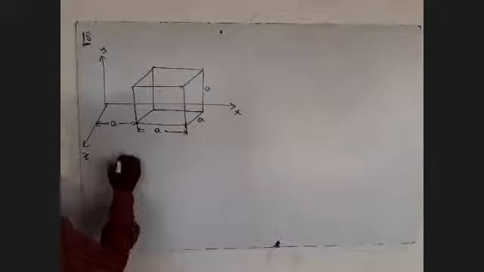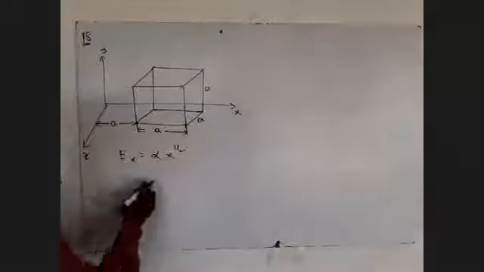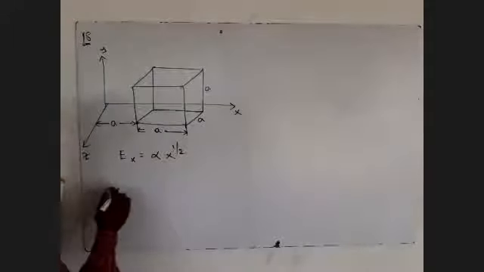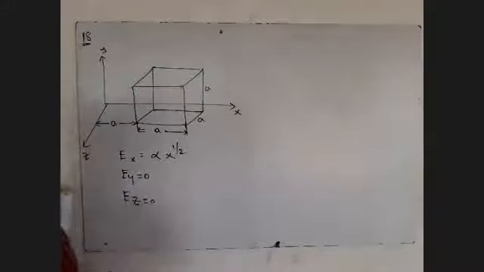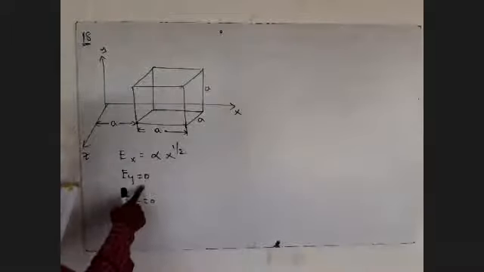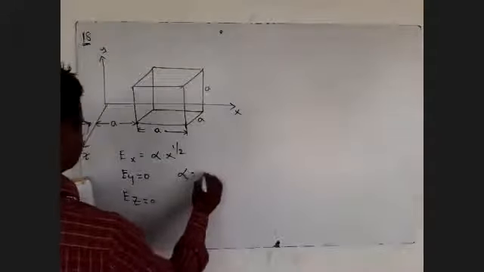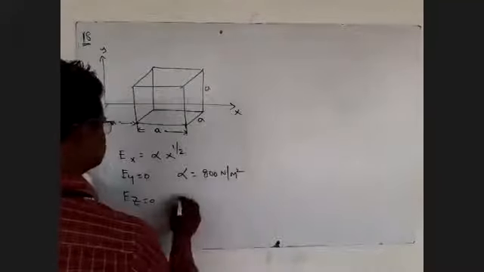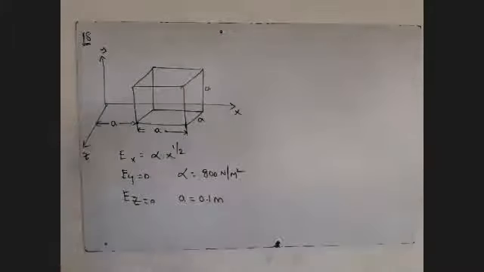Okay, what is the given data? Ex is equal to alpha x to the power of 1 by 2. Ey is given as 0, and Ez is also given as 0. So the electric field is along the x-axis, not along the y-axis or the z-axis. What is the alpha value? 800 newton meter squared. The A value is equal to 0.1 meter. This is the given data.